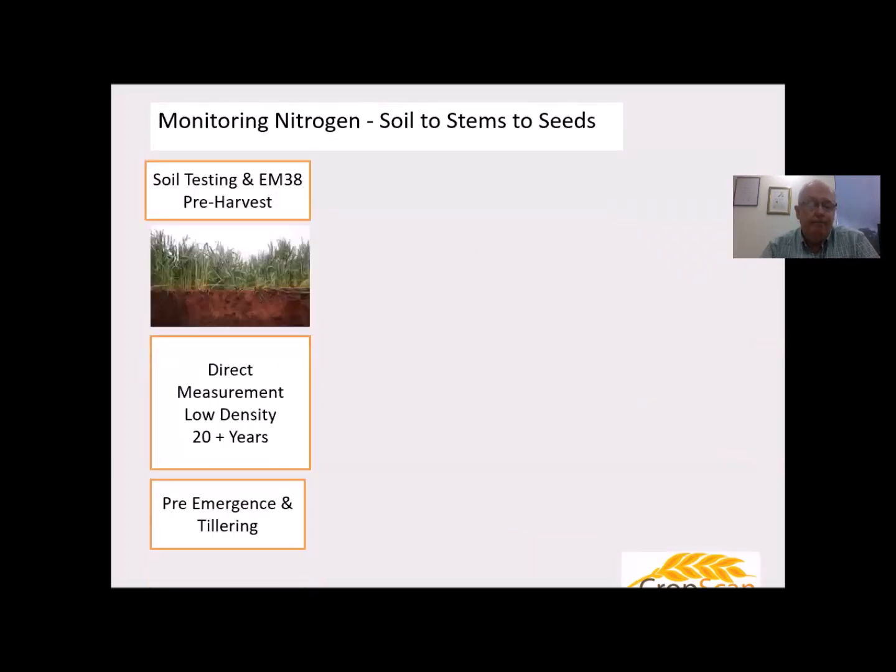So soil testing is a direct method. The measurements are low density. It's been around for a long time and is very useful to understand how much nutrient is in the soil to start with. But the low density is probably the limitation, and the cost.